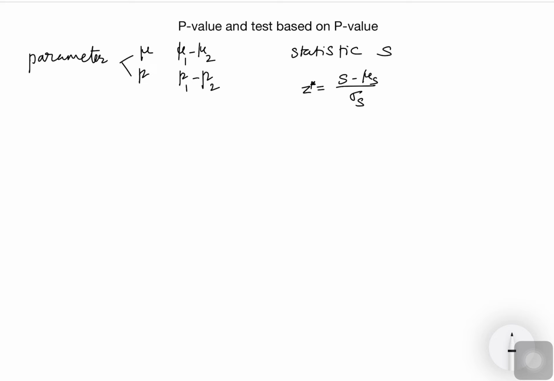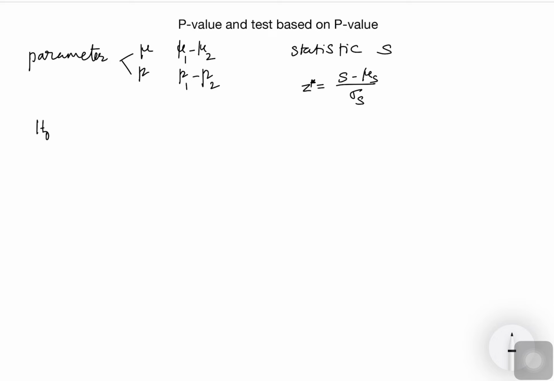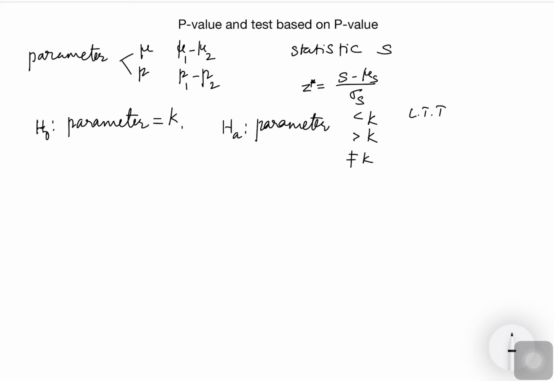Based on the statistic and the parameters, we have constructed the null hypothesis, wherein the null hypothesis would always be the parameter we want to test equals some constant k, and the alternate hypothesis is that the parameter either is less than k, greater than k, or not equal to k. If it is less than k, then this is the left tail test. If it is greater than k, then it is the right tail test, and not equal to k is the two-tailed test.